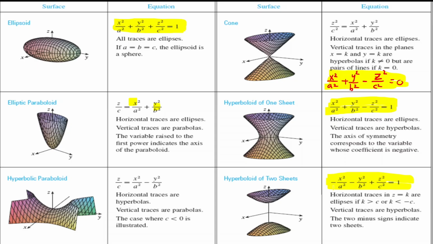But I have 2 negative, 1 positive. 2 negative, 1 positive, and it equals 1. So compare it with the one with one sheet or two sheets. One sheet has 1 negative. Two sheets, it has 2 negative signs. It's always important to put all variables on one side just in order to decide what surface this is.